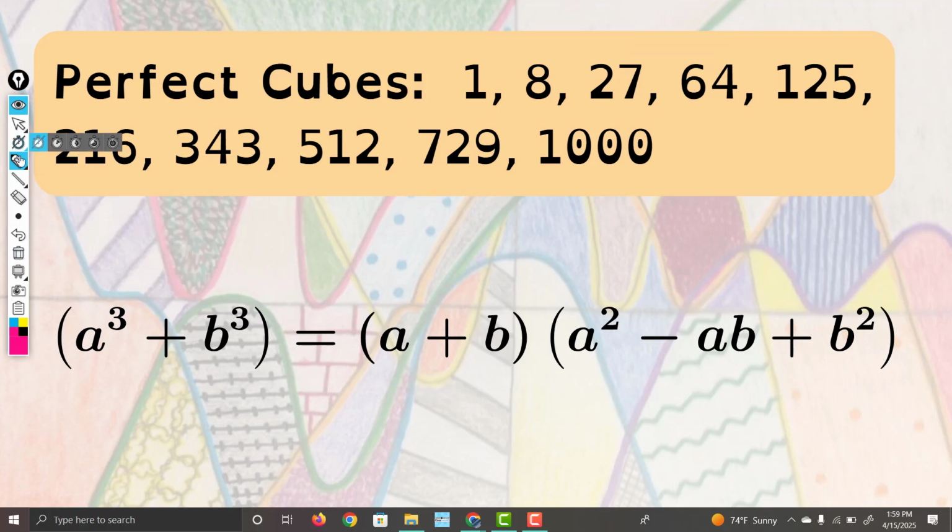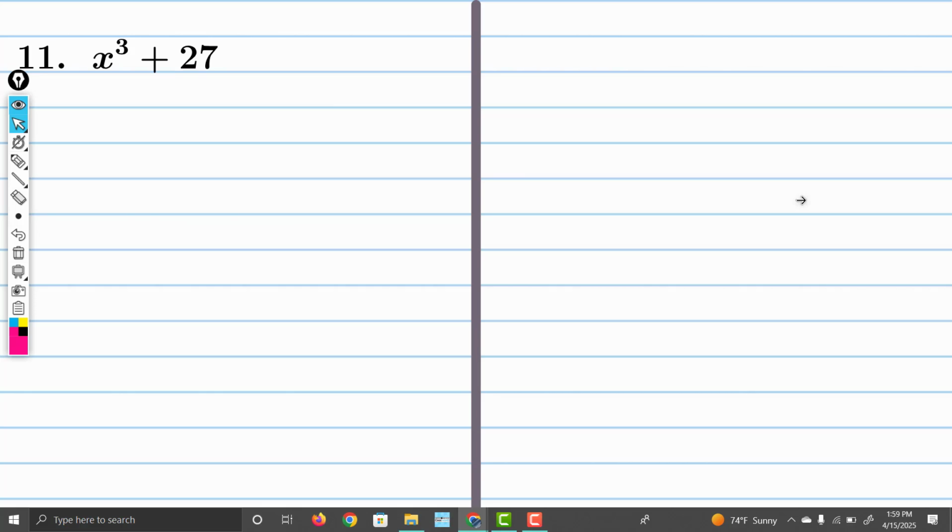Let's practice a few times. So, looking at number 11. There is no GCF. So the first thing I look for is, can I take the cube root of each item? So can I take the cube root of x cubed, and can I take the cube root of 27? And so that's going to be x and 3. So I create my first parenthesis, x and a 3. And then I create my second parenthesis and leave it blank.